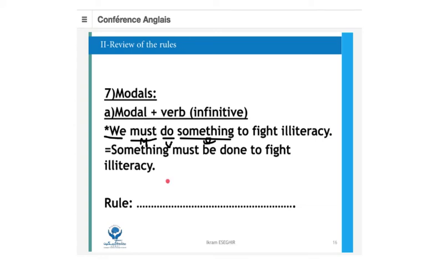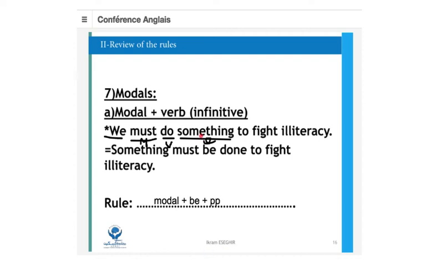When I want to change a sentence where you have a modal, I write the same modal. Okay? It means if I have must, I keep must. If I have should, I keep should. If I have can, I keep can. If I have will, I keep will, etc. Plus be plus past participle.